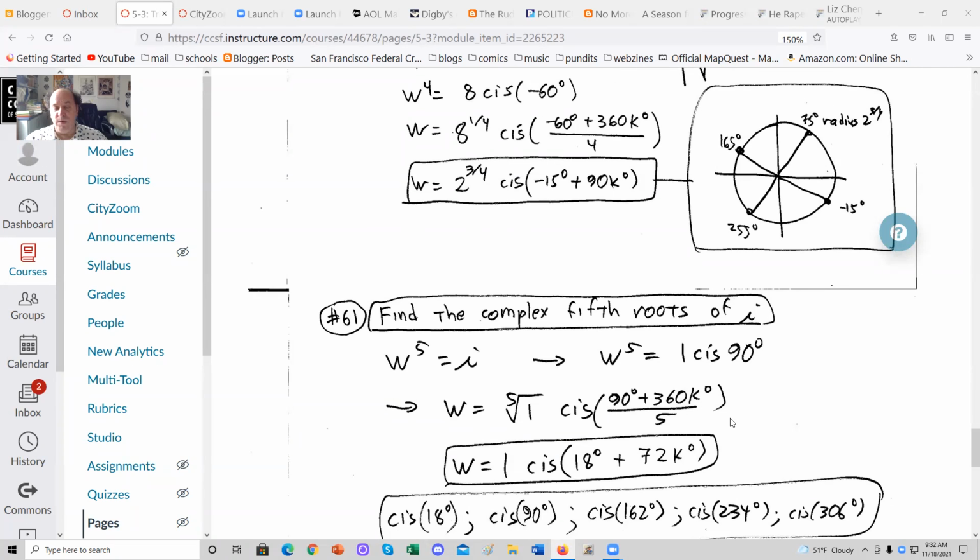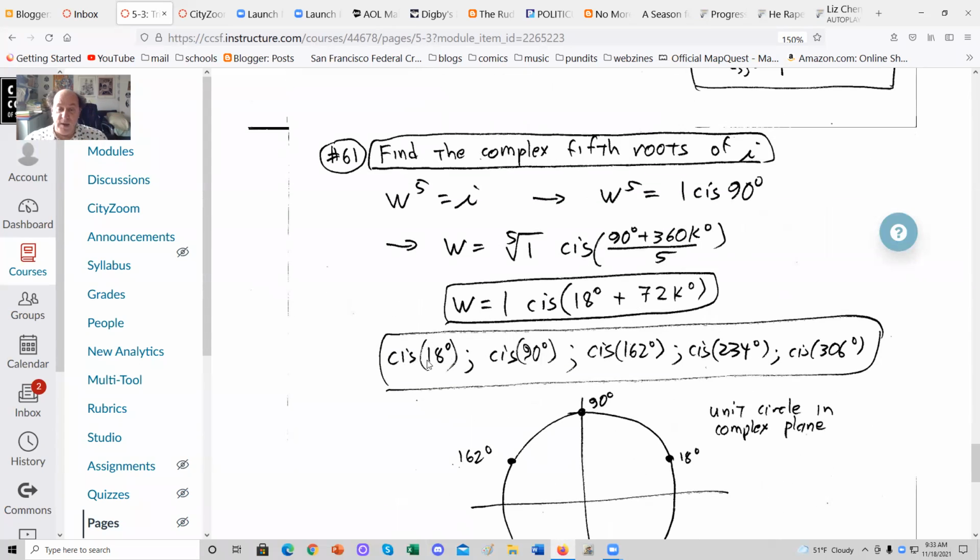Here we seek the complex 5th roots of i. w to the 5th equals i. Well, i is 1 cis 90 degrees. So the fifth root will be the fifth root of 1 times cis of 90 plus 360k degrees over 5. All right, so 1 cis, and this works out to be 18 plus 72k degrees.